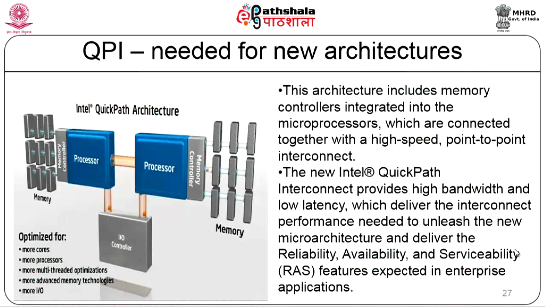this is the architecture of the QPI. This architecture includes memory controllers integrated into the microprocessors, which are connected together with a high speed point to point interconnect. So, QPI gives you a point to point interconnect. The new Intel QuickPath Interconnect provides high bandwidth and low latency, which deliver the interconnect performance needed to unleash the new microarchitecture and deliver the RAS features, reliability, availability and serviceability features, which are expected in enterprise applications.